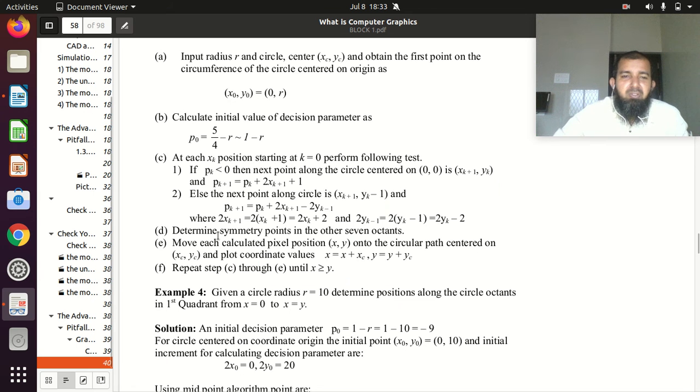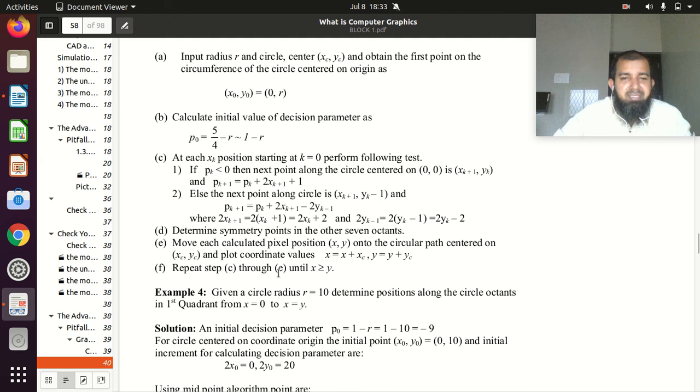Clear? No? Okay, so determine the symmetry points in the other 7 octants. Like this, you have to find the remaining 7 octants. There are 8 points. You have found the first point; the remaining 7 points you also have to find like this only. Move each calculated pixel position x comma y into the circular path centered on xc comma yc and plot the coordinate values x equal to x plus xc, y equal to y plus yc. Like this you have to go on finding x and y values.